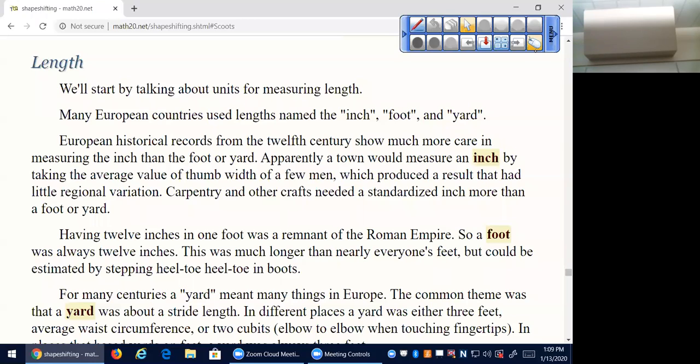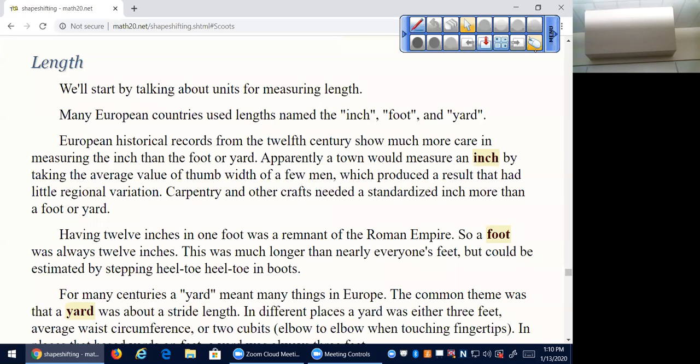And how you got inches is you get a bunch of men in the town together, hold up your thumbs, and take the average width of your thumbs. And that was an inch. And people were the same enough that if you took adult males, the average of their thumb width was about the same. And then you could do carpentry and I could do carpentry and all our pieces would fit together and the tables wouldn't wobble and the chairs wouldn't fall down. So that's where inches came from.